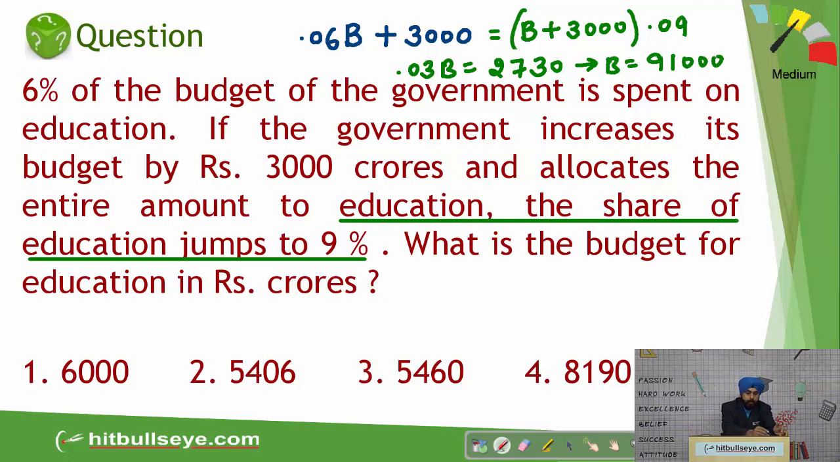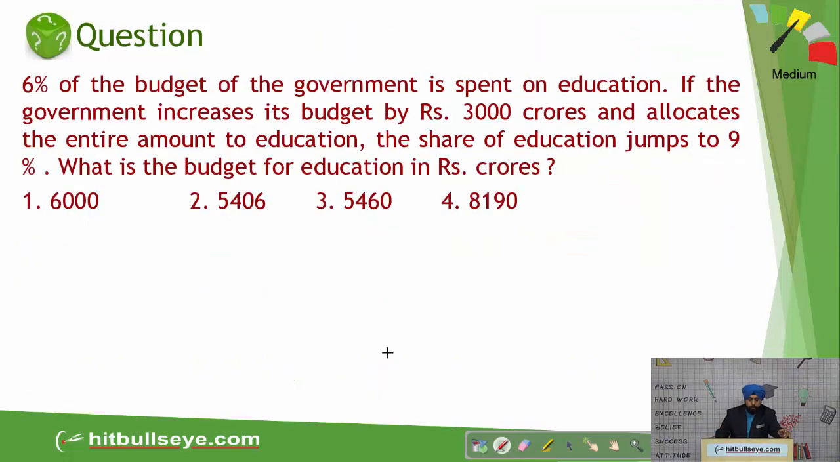Your question is, what is the budget for education? We know the budget on education was 6%. Its 1% is 910, so the answer becomes 5,460. Right, students? I hope you know alligation as well. So this question you can solve by way of alligation also.